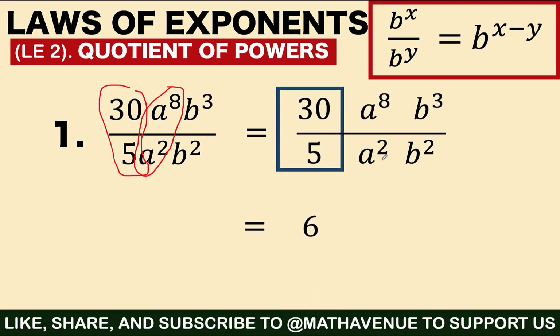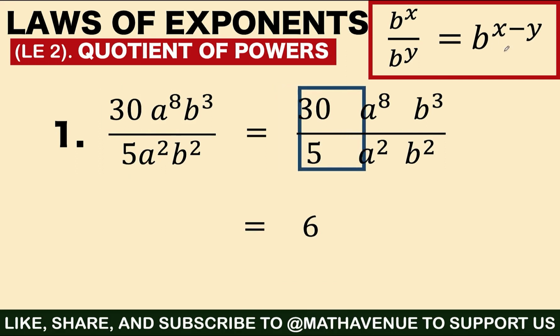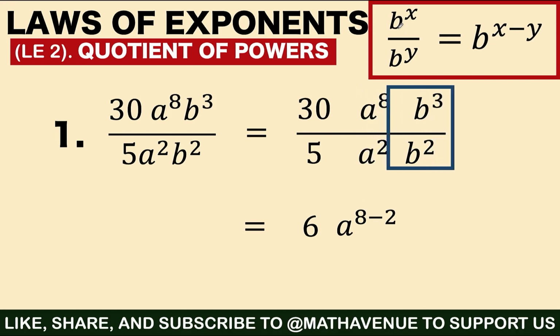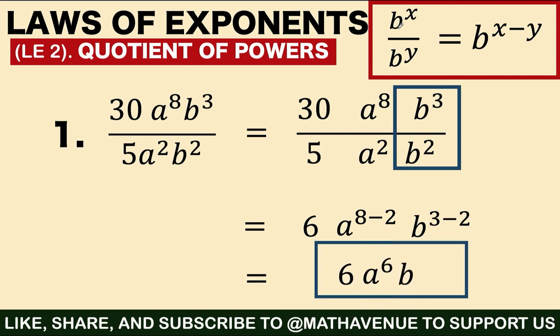A to the 8 divided by a squared, we are now going to apply this law of exponent number 2. So that becomes a to the 8 minus 2. When the bases are the same, we copy the common base and we subtract the exponent, 8 minus 2. That happens when we divide exponential numbers. And the third one would be b cubed divided by b squared becomes b raised to 3 minus 2. Then simplifying, this becomes 6 a to the 6th b to the 1st. When the exponent is 1, you don't have to write that anymore. It's already understood that the exponent here is 1.